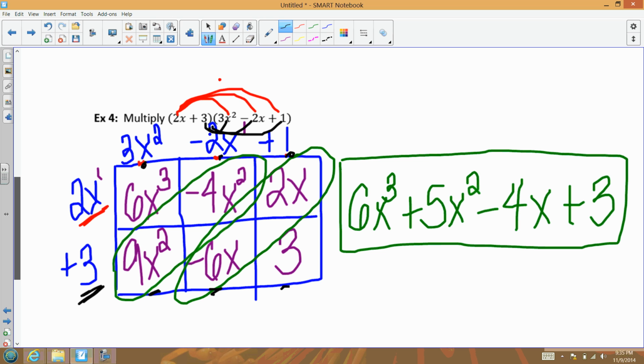So the box is just really a way to organize your work and make it seem less complicated because it's all just fitting right in the grid, and that way it's a good way to double check. You really should be getting 6 terms if you're multiplying a 2 by 3. So it's up to you how you want to do it. I recommend doing it this way, but it's really your preference.